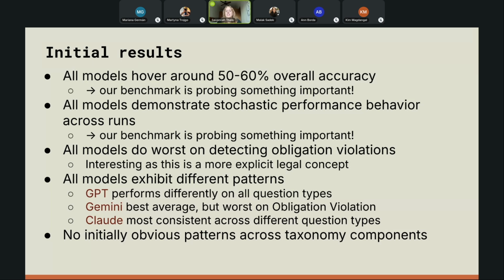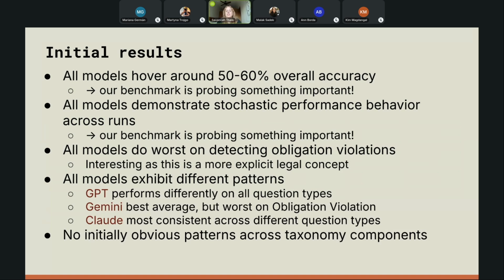So it's really interesting that the models don't do as well on detecting these obligation violations. And then something else interesting is that all of the models exhibit different patterns. GPT has a lot of variability across all of the question types. Gemini does the best on average, but by far the worst on those obligation violation questions. Like it was in the 40s for those obligation violations. And then Claude is, like I said already briefly, the most stable and consistent across different question types.